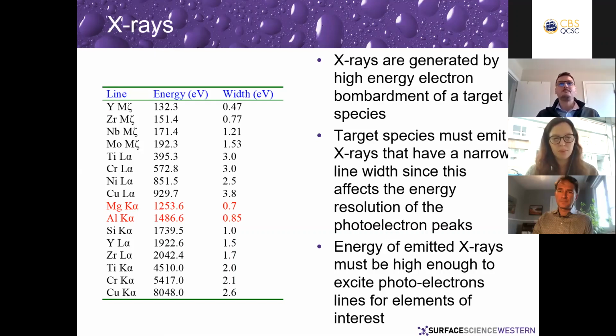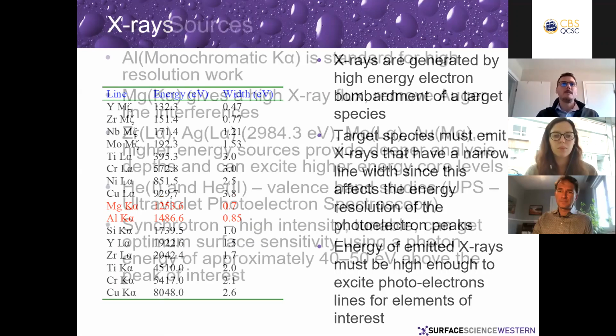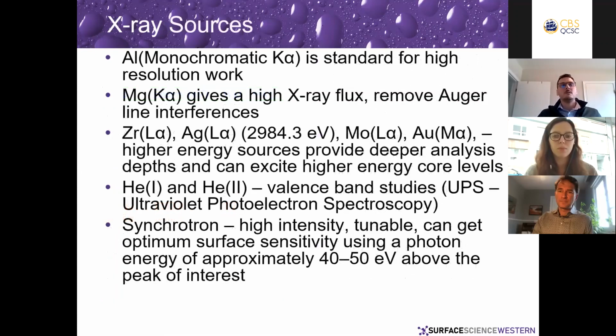And the energy of the X-rays tells you what core levels you can excite. So you can't excite core levels that have binding energies greater than the energy of the X-rays that you have. So the aluminum is the standard. Magnesium gives a higher X-ray flux, and you can also use it to help remove Auger line interferences.